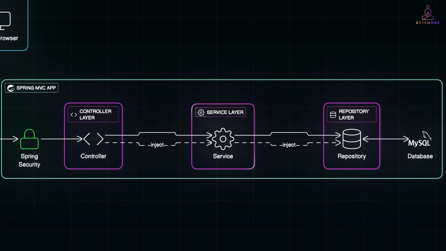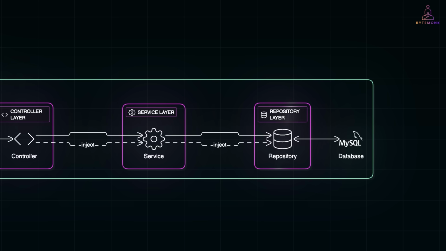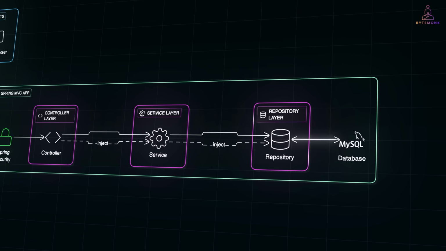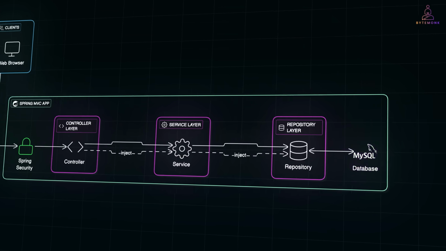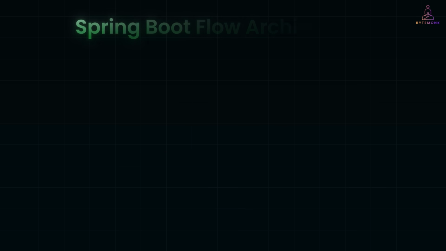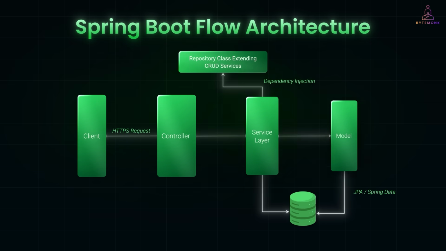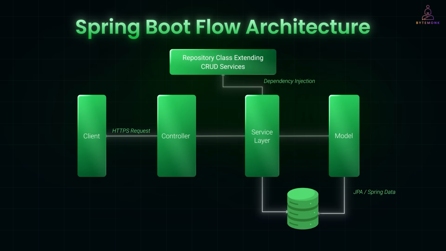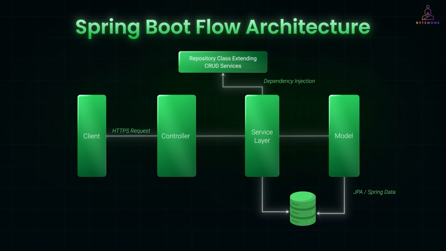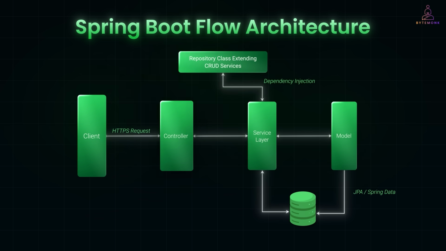If a service needs data, it calls the repository layer, a DAO or Spring Data Repository, which handles interaction with the database or any persistence mechanism. This flow means a request travels through a chain: client, controller, service, repository, and database. And similarly, the data or response travels back up from the database through the repository and service to the controller, which then returns the result back to the client.